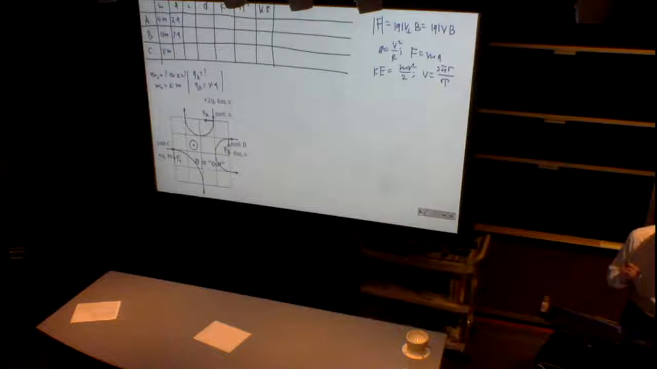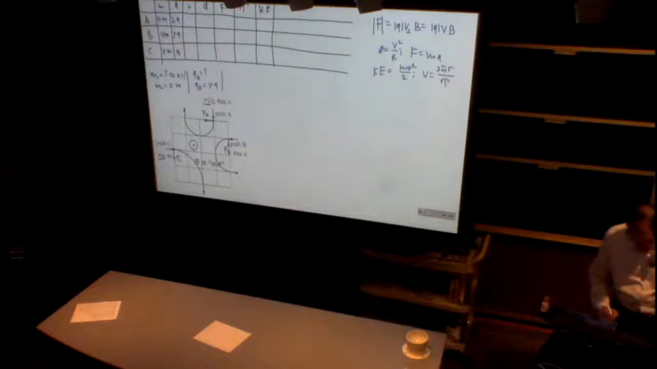Particle C has a charge Q. So particle A has a charge twice that of particle C. And particle B has a charge Y times the charge of particle C. And before moving on, we have to say something about this charge. We know that particles A and C are positive. Now, you have to figure out QB.